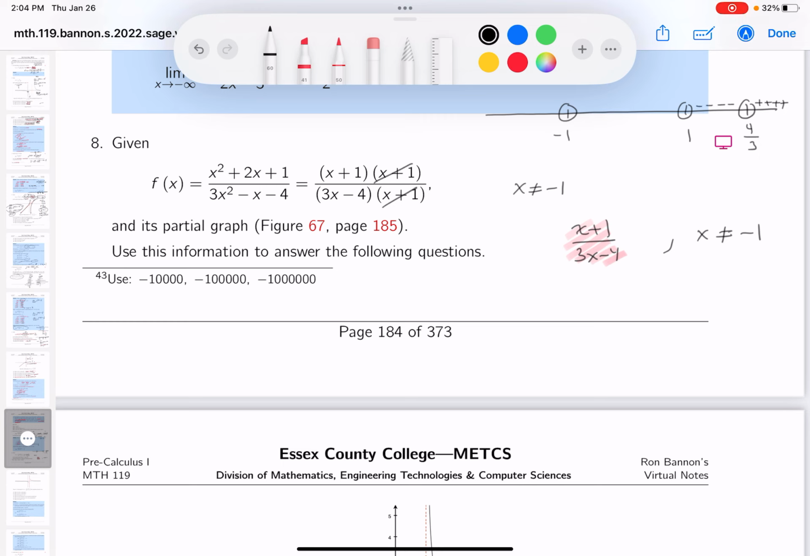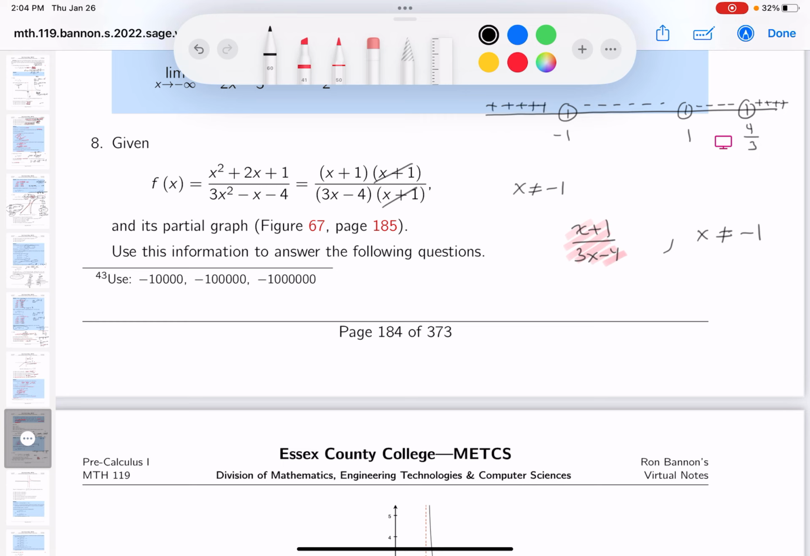Now, if I'm between minus 1 and 1, I pick 0, plug it in, you get positive. Oh, look at negative again. Don't let that shock you. If I go below minus 1, what would you get? Like minus 2? You get negative on top, negative on bottom. Oh, positive. Look at that.